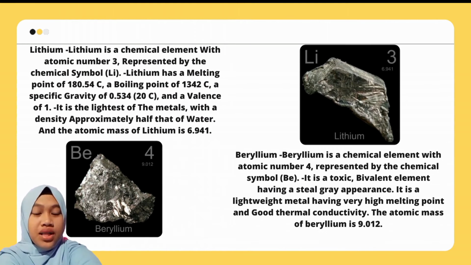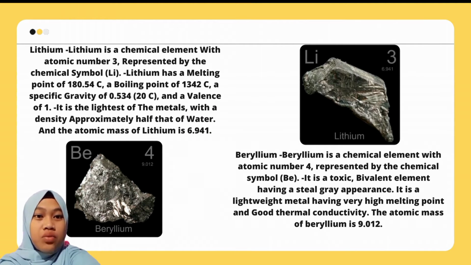So the first element I will be discussing is lithium. Lithium is a chemical element with atomic number 3, represented by the chemical symbol Li. Lithium has a melting point of 180.54 Celsius, a boiling point of 1342 Celsius, a specific gravity of 0.534, and a valence of 1. It is the lightest of the metals, with a density approximately half that of water, and the atomic mass of lithium is 6.941.